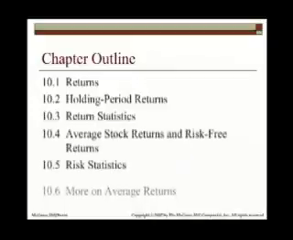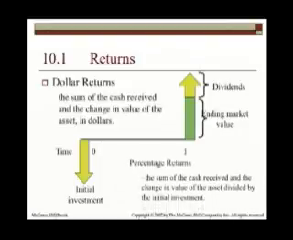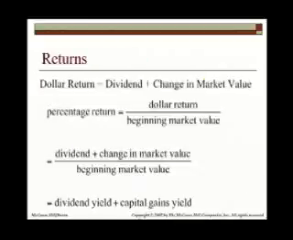So here's a typical investment. Initially at time zero we put some money in, and then 1 year later we get some money out. If it's a stock, the money we get out is in the form of dividends plus the market value of the stock at the end of the period. The return would be the sum of the cash received and the change in the value of the asset divided by the initial investment. So there you go.